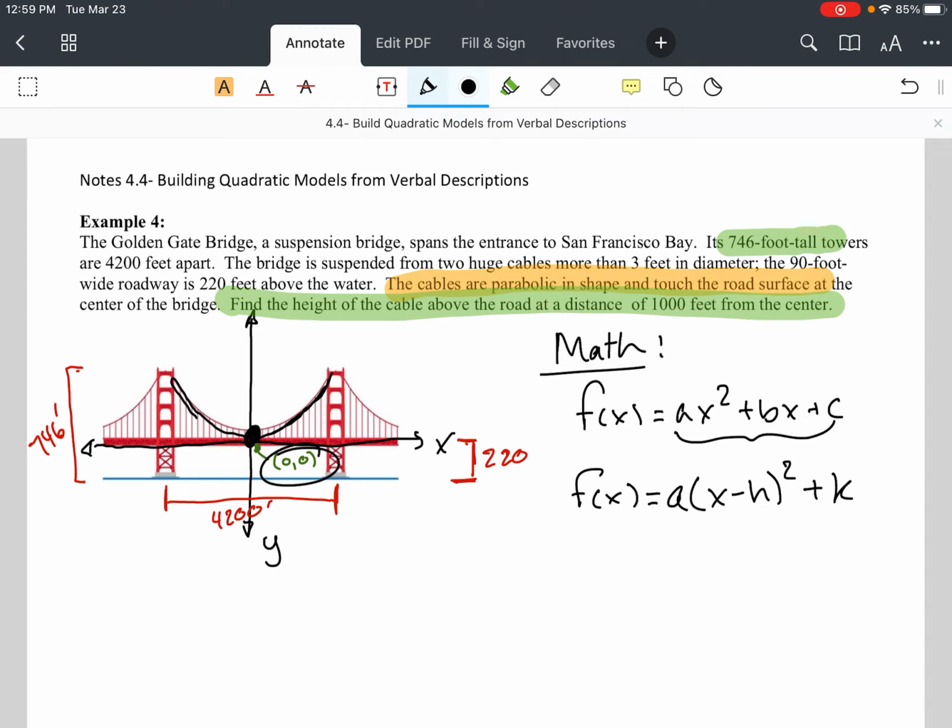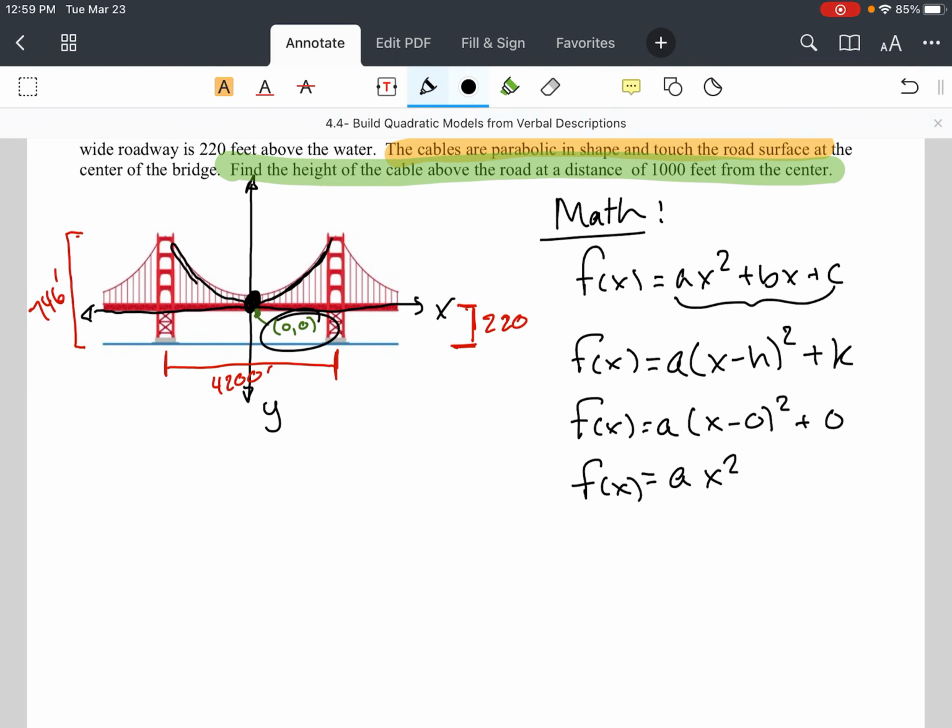All right, so we know what our vertex is. Our vertex is (0, 0). So we're going to say f(x) = a(x - 0)² + 0. All right, well, this would mean that we just have f(x) = ax².